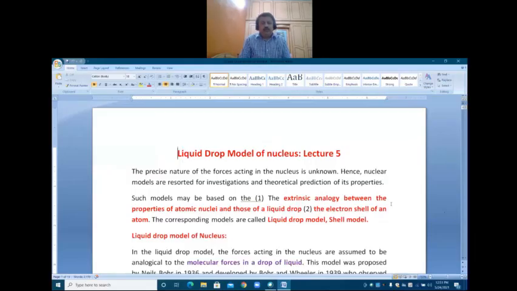Liquid drop model. So we'll just introduce it today, and in detail we will be discussing it in tomorrow's class. So we have understood about the nucleus. What do we know about the nucleus? Inside the nucleus there are protons and neutrons. Protons and neutrons together are called nucleons. Protons and neutrons are called nucleons.